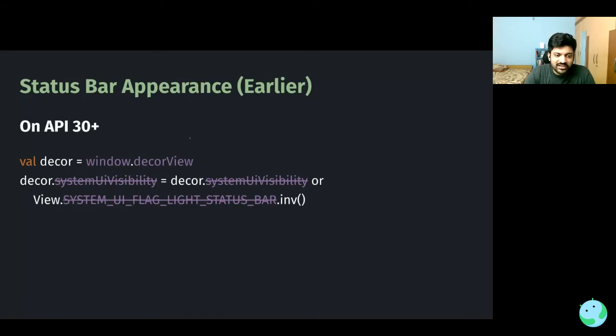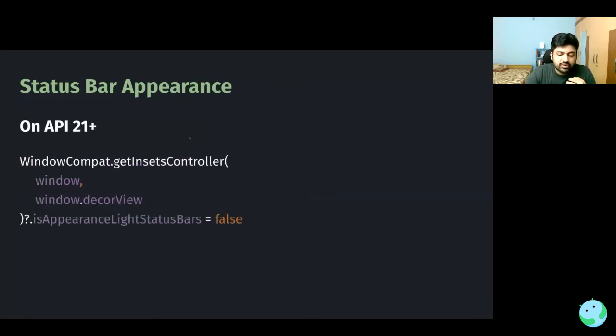Like we saw earlier with the full screen, the system UI visibility attribute as well as the flag is deprecated. So to do this on API 21 and above, you can use the WindowCompat class and get a WindowInsetsController. You have to pass in instances of the window as well as the decor view. And using this inset controller, you can do a lot of handy operations. For example, you can check if the existing appearance has a light status bar, or if you want to modify it, you can just set the attribute to false. If you want light status bars, you can pass it true.